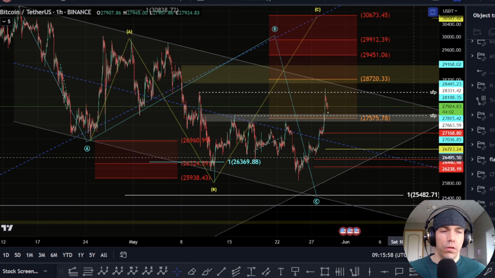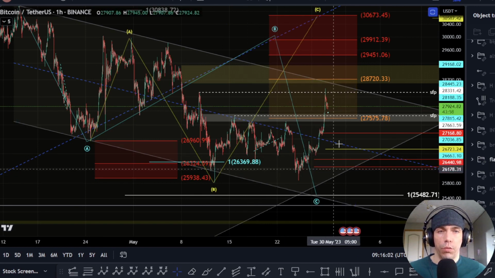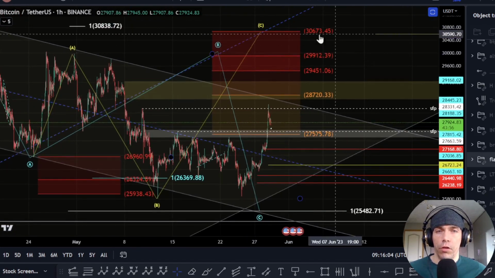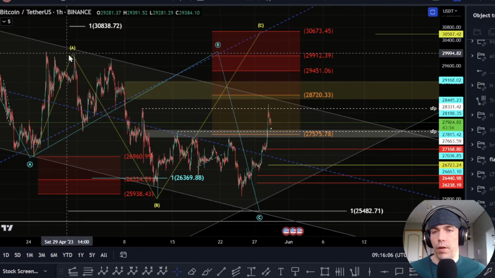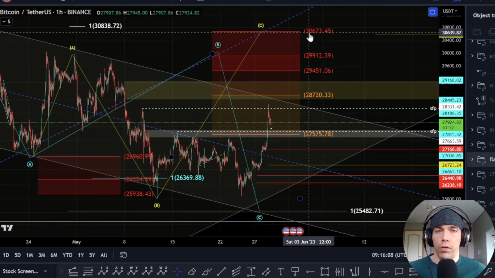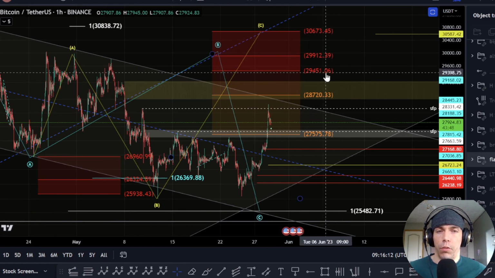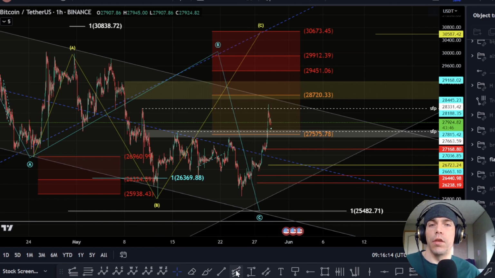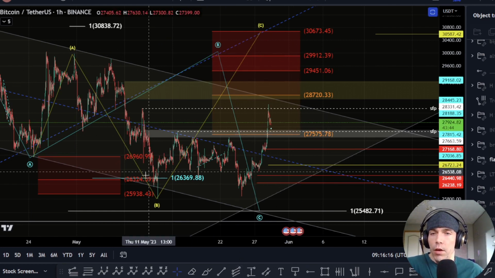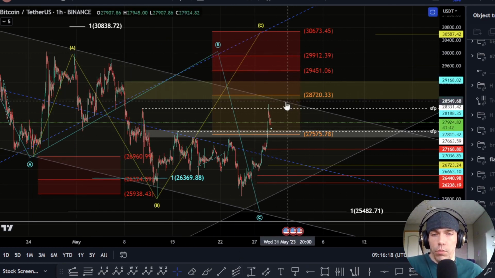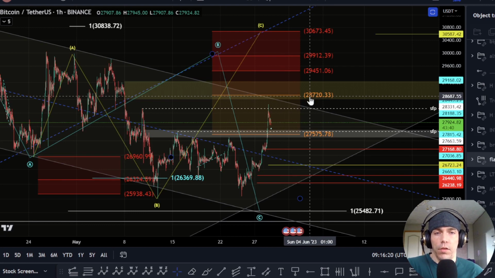So we're going to have to just be a bit patient with this one, because if we do start to push up higher here, our rejection zone we're looking for with this as a bigger flat from further back here was this 30,673 to this 29,451. So that was looking at this as an expanding flat here. Now, if this is a running flat, what we could see is this 28,720.